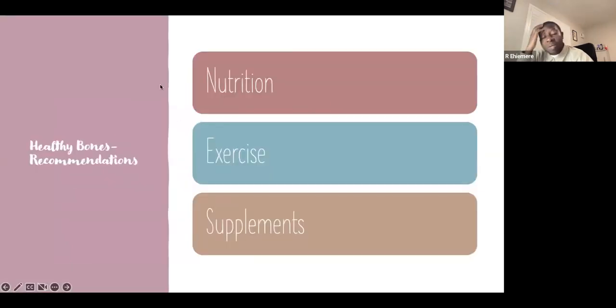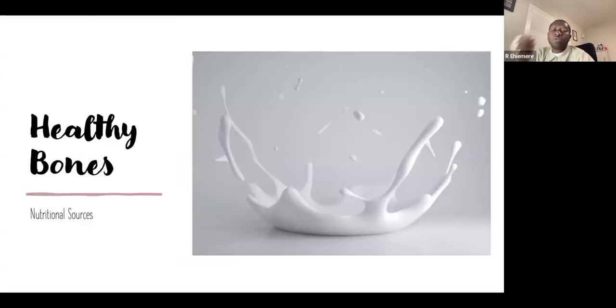So what are our recommendations? It's actually nutrition or diet, exercise, and supplements. Ask yourself, what are those nutritional intakes? We're expected to take about 1.3 grams of calcium daily. That's our recommended intake of calcium.